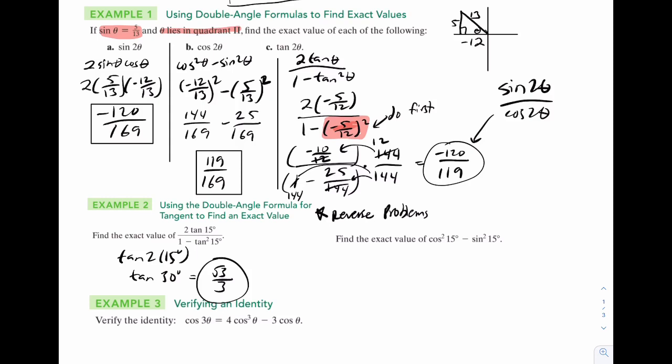Now this one, this is clearly your cosine 2 theta formula. So cosine 2 times 15, it's cosine 30, and again we know that. That is root 3 over 2. So those are pretty nice, really cool questions.